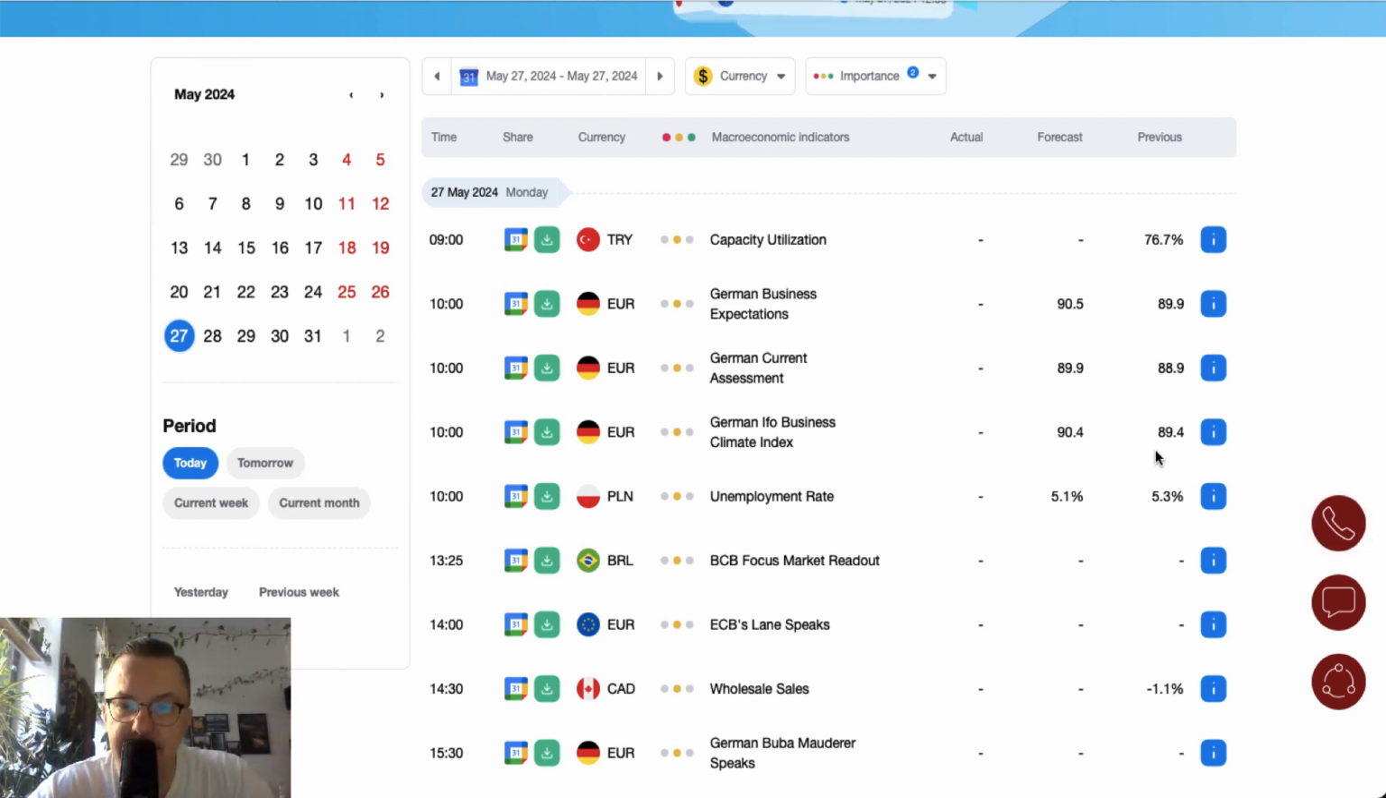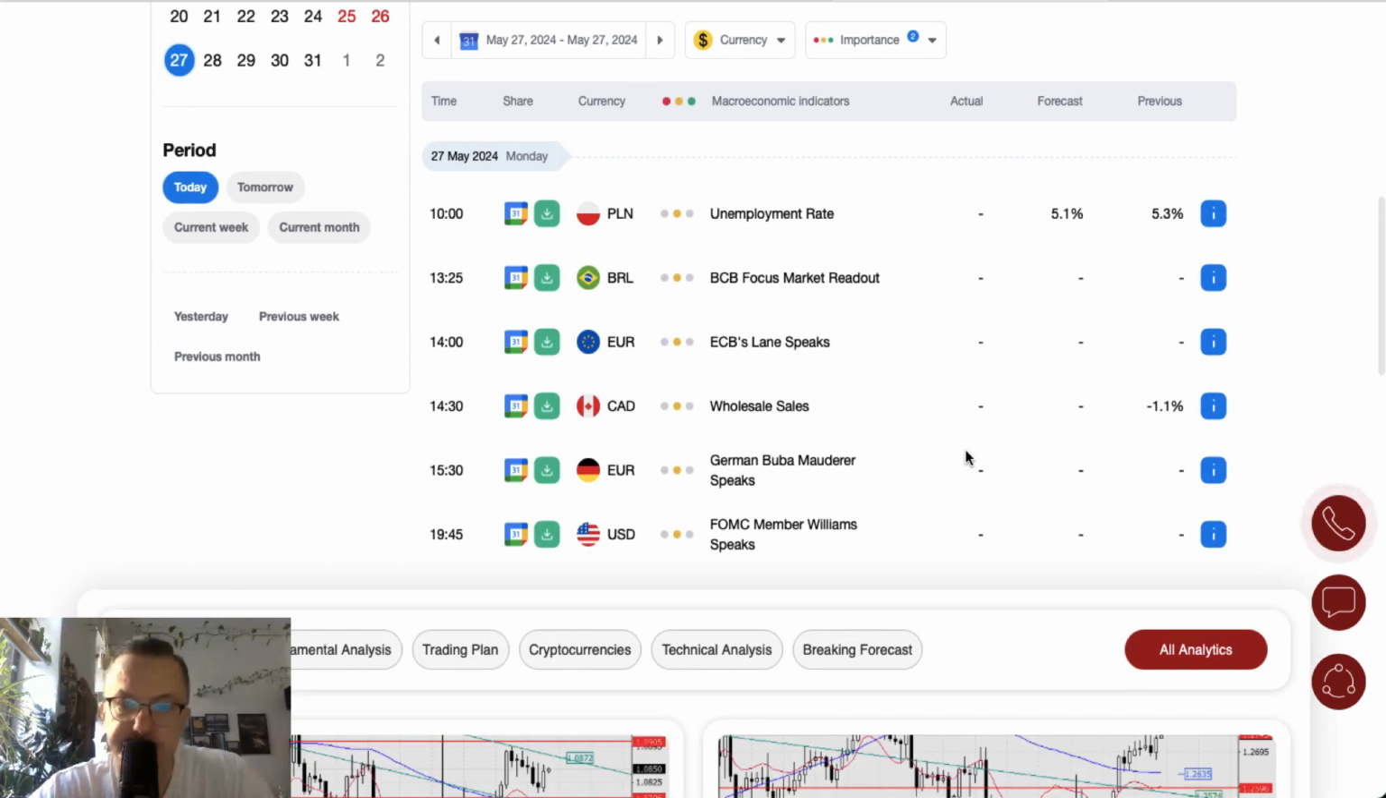Business expectations are expected to grow from 89.9 to 90.5 points. Current assessment is supposed to grow from 88.9 to 89.9, and the business climate index is supposed to grow from 89.4 to 90.4, so 1 point almost everywhere. So it will be quite disappointing if this data is actually lower than expected.